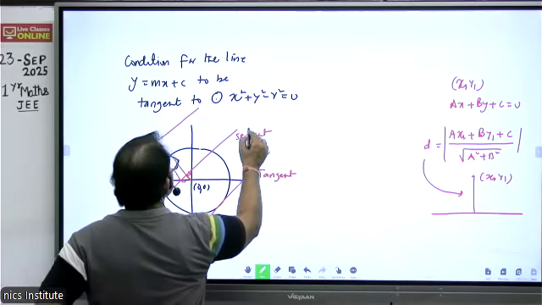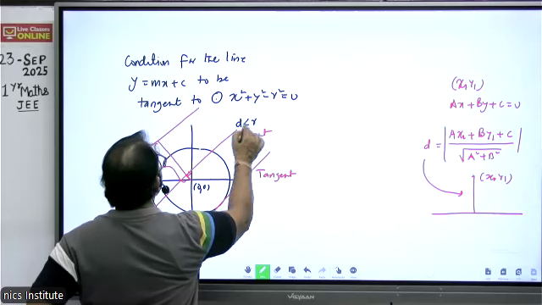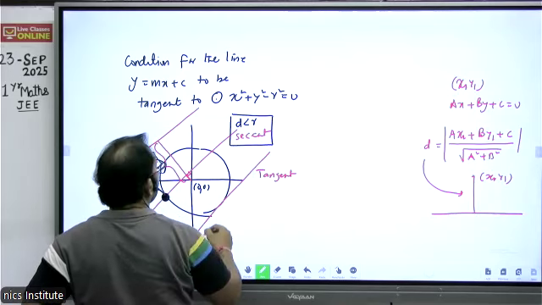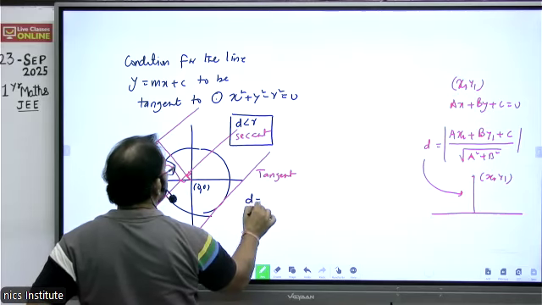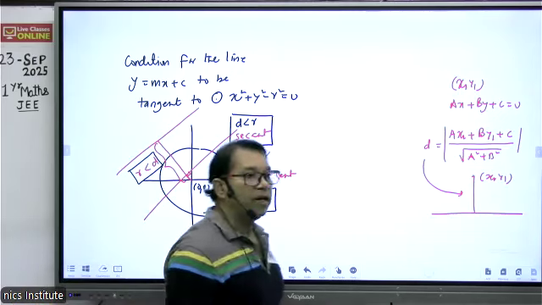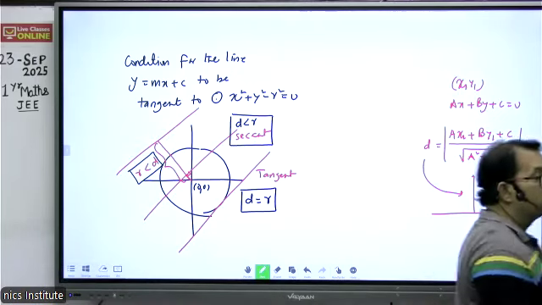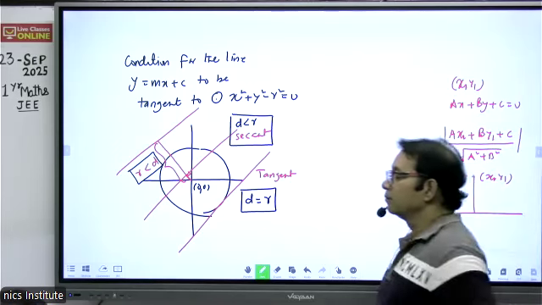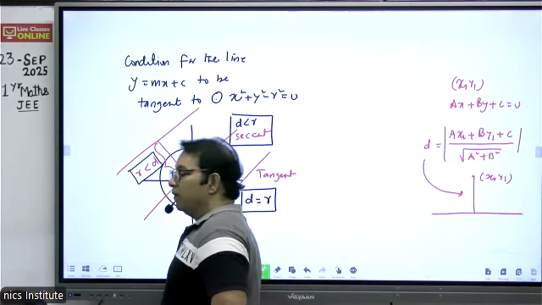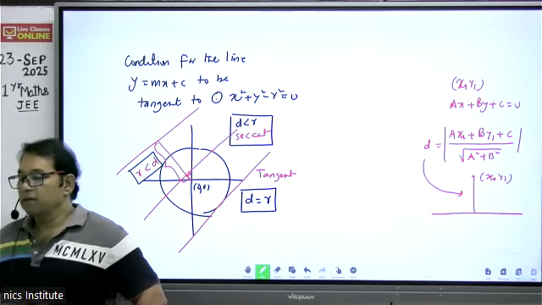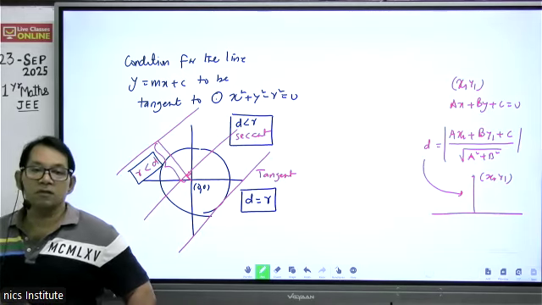If D is less than R, the line would be a secant, meaning intersecting at two distinct points. And if D is equal to R, then the line would be touching the circle. It would be tangent. So if D is equal to R, the line would be touching the circle at one point, that is, it is tangent to the circle.